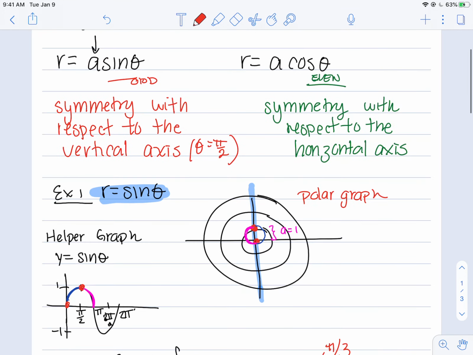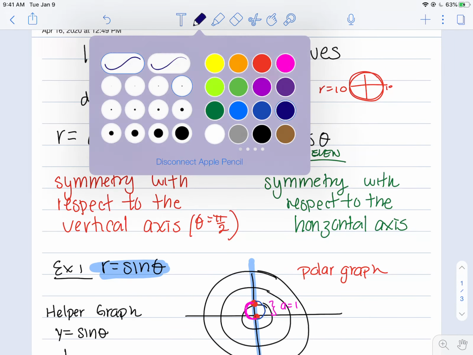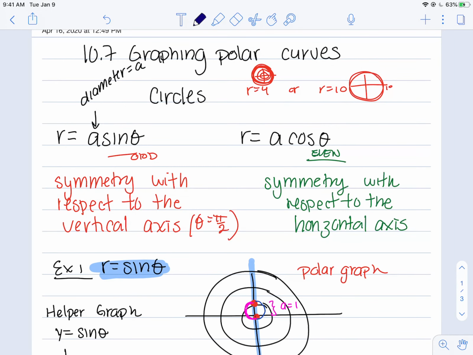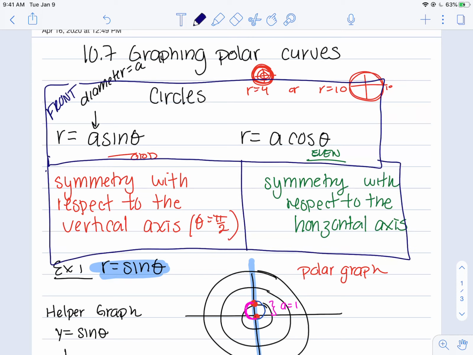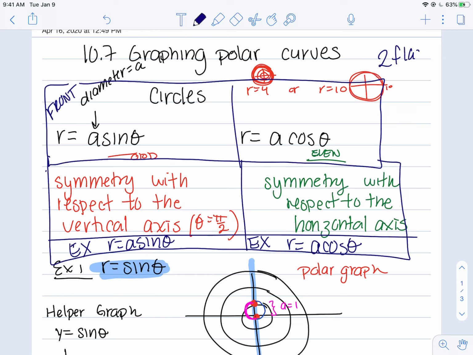For homework, I want you to make some flashcards with, in the front, something that says circles, and it has the equations. And in the back, I want you to put some properties and some examples of r equals a sine theta, r equals a cosine theta. Also, so this should be 2 flashcards. So I need 2 flashcards. Okay. The end.